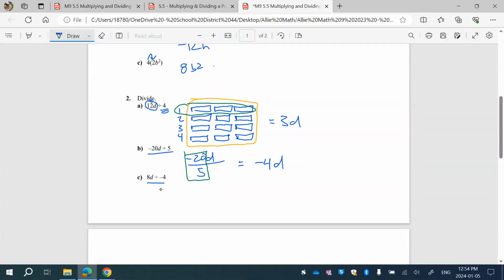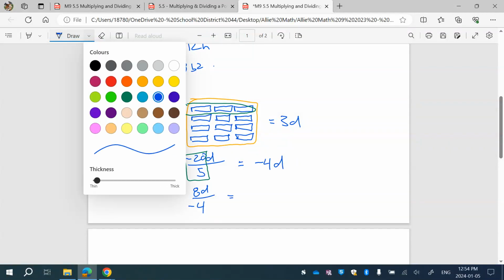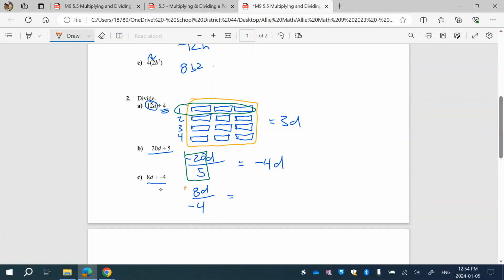Again, I think this is easier to rewrite. Let's go 8d divided by negative 4. So then we just have to look at this fraction in the front. 8 divided by negative 4, that's going to be negative 2d.